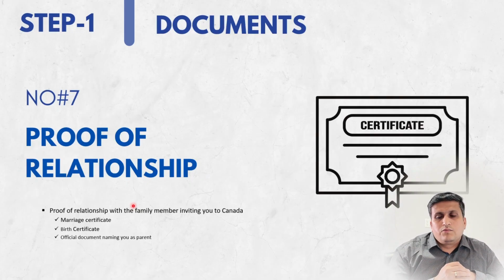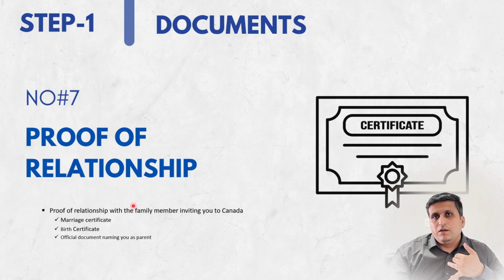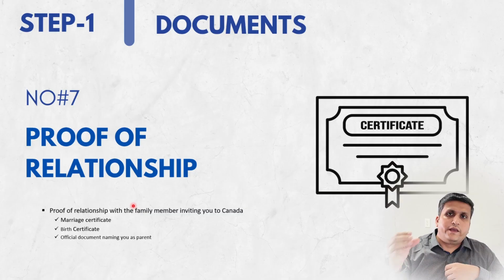The next document is proof of relationship. Now the proof of relationship is between you and the person you are trying to invite. It could be a marriage certificate, birth certificate, or any official document naming you as a parent. So that means the document should name them as your parent.